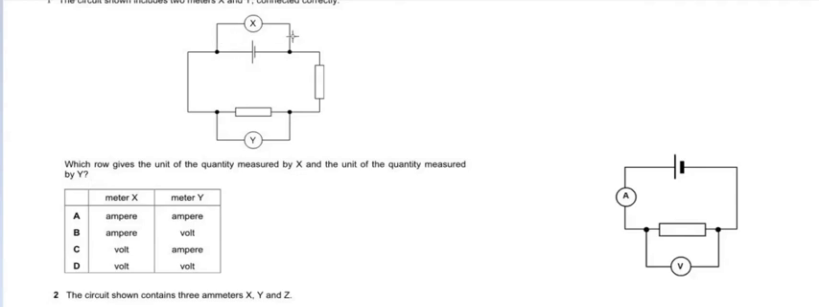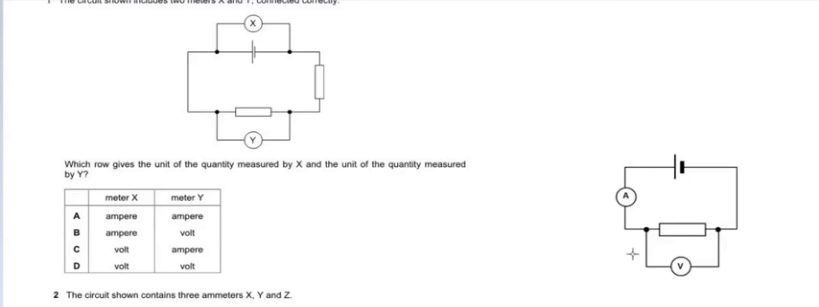So you can see in this circuit 2 meters are connected. This is the X meter, this is the Y meter, and this is connected across this cell, and this is connected across this resistor. And you can see what kind of connection is this, series connection or parallel connection? So you can see this is nothing but the parallel connection.